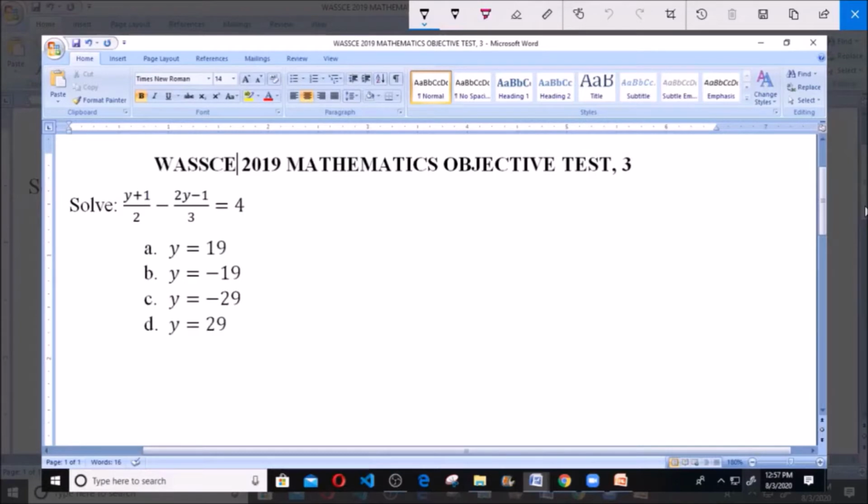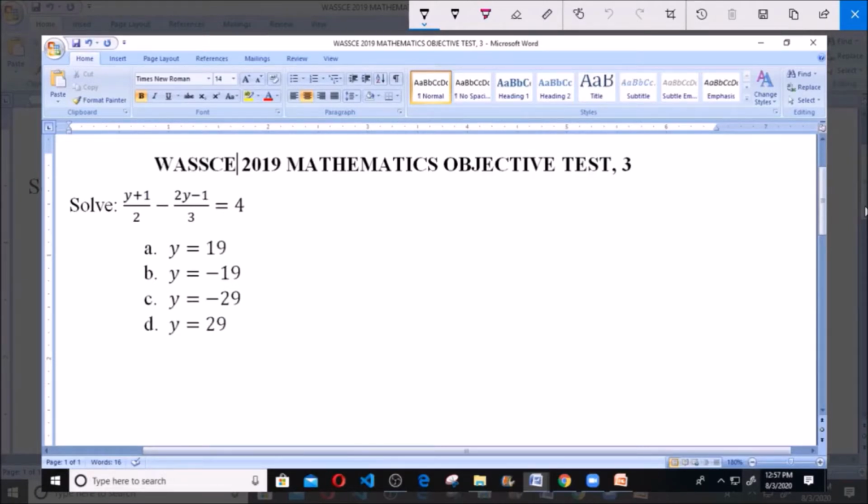Today we'll be dealing with WAEC 2019 Mathematics Objective Test, question 3. Now the question given to us is an equation. It says (y plus 1) divided by 2 minus (2y minus 1) divided by 3 equals 4. A, y equals 19; B, y equals minus 19; C, y equals minus 29; and D, y equals 29.